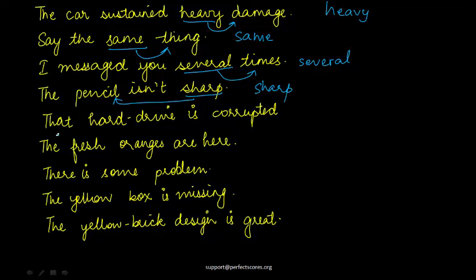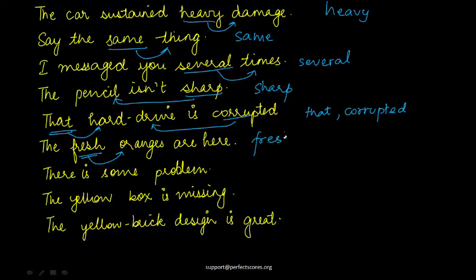That hard drive is corrupted. Which hard drive is what? That hard drive, and the hard drive is corrupted. So both the words that and corrupted are the adjectives. The fresh oranges are here. What kind of oranges? Fresh oranges. So fresh is the adjective. There is some problem. How much problem? Some problem. So some, which is an adjective based on the quantity, is the problem.